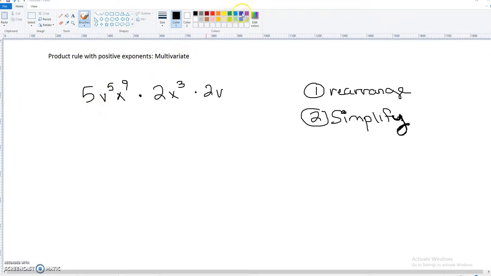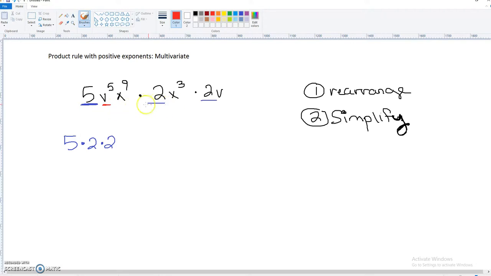So on that note, I'm going to point out that we've got these big whole numbers here. We've got 5, we've got 2, and we've got this other 2. So we're going to write those first. So 5 times 2 times 2.